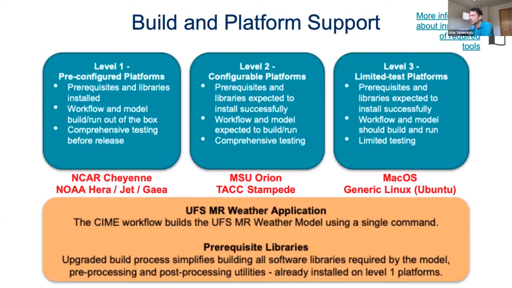I don't want to give too much detail about that, but we have different levels of platforms. For example, Cheyenne is the level one platform where the input data is, and the whole system is ported on Cheyenne and tested well. NOAA's Hera, Jet, and Gaea platforms are also level one. So you can find different levels of platforms here. Based on the level, you might need to install the external libraries. You might need to put input files in a certain place or something like that. So this is different in different levels of platforms.